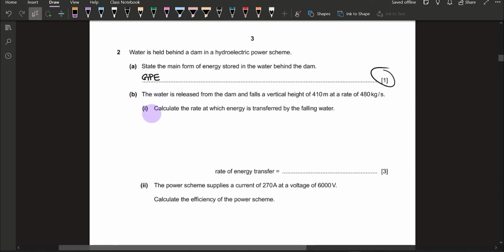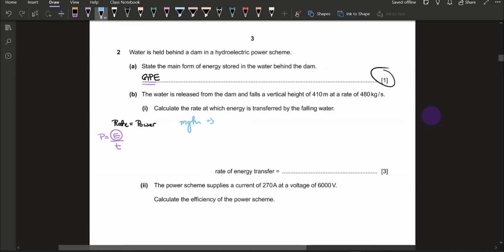So part 1 says calculate the rate at which energy is transferred by the falling water. The most important thing to know about this question is rate is equal to power, and our power is energy divided by time. And the form of energy we are using here is gravitational potential energy. So we can find out our GPE, which is going to be mgh.